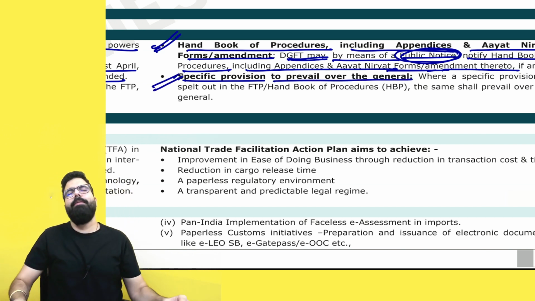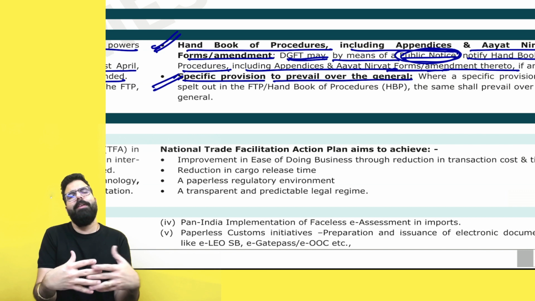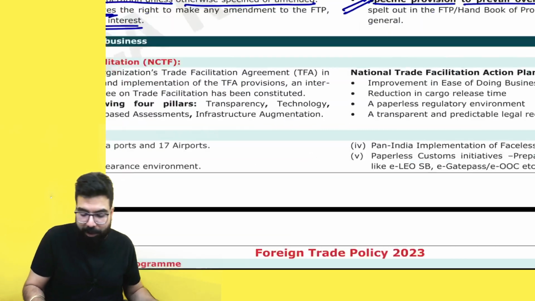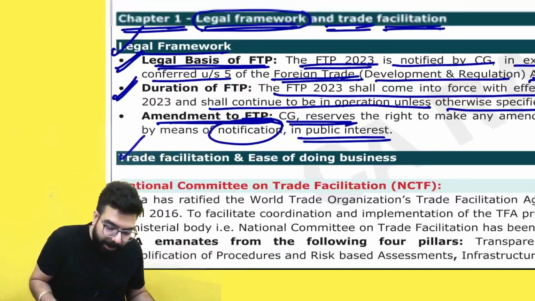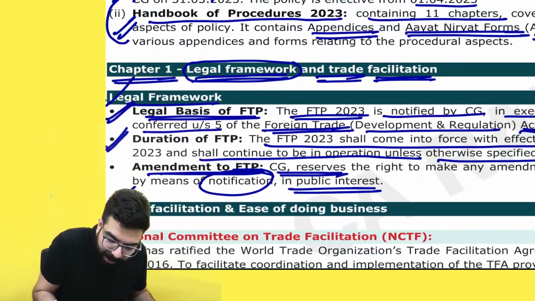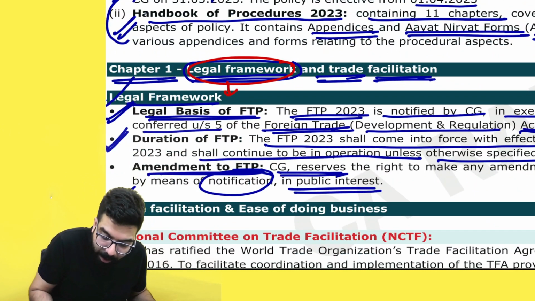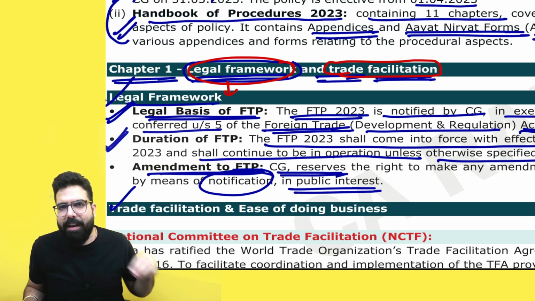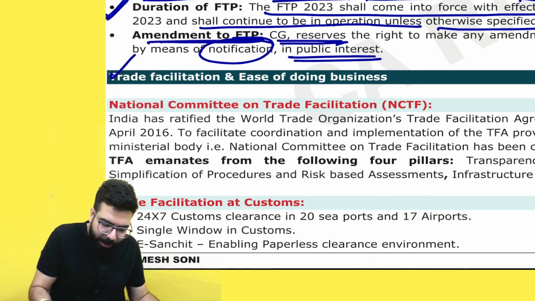Specific provision always prevails over the general provision. Remember one thing: if there is any clash between a general provision and a specific provision, it is a settled principle that the specific provision always prevails over the general provision. Now, the first chapter is the legal framework, which we understood. Now, the various trade facilitation measures which we are going to understand.